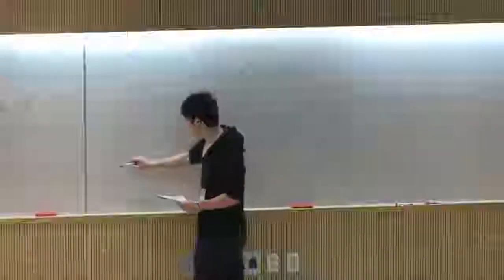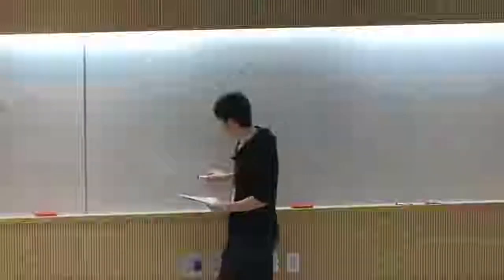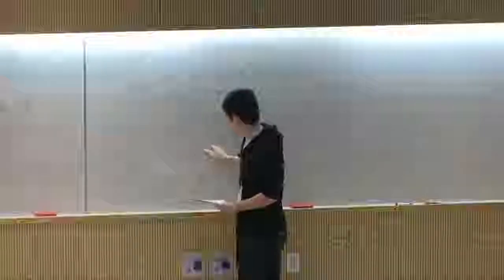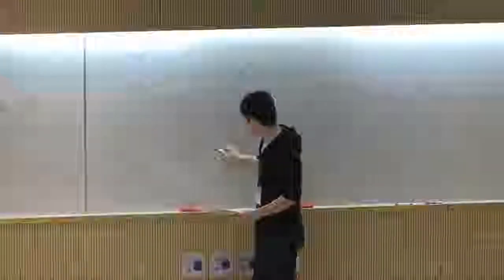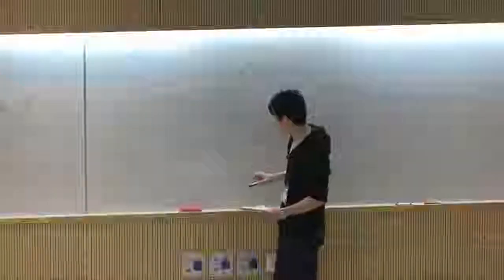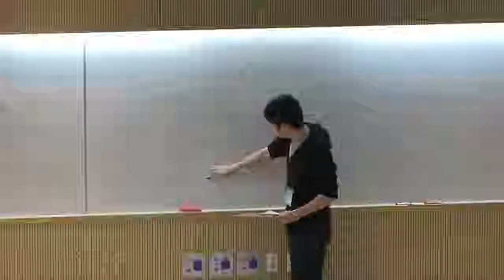And also, the charge conservation is del mu j mu equals zero. This is the charge conservation. And this can be written as proportional to the exterior derivative of the Hodge dual of the current. So current conservation means that this Hodge dual of the current is closed.